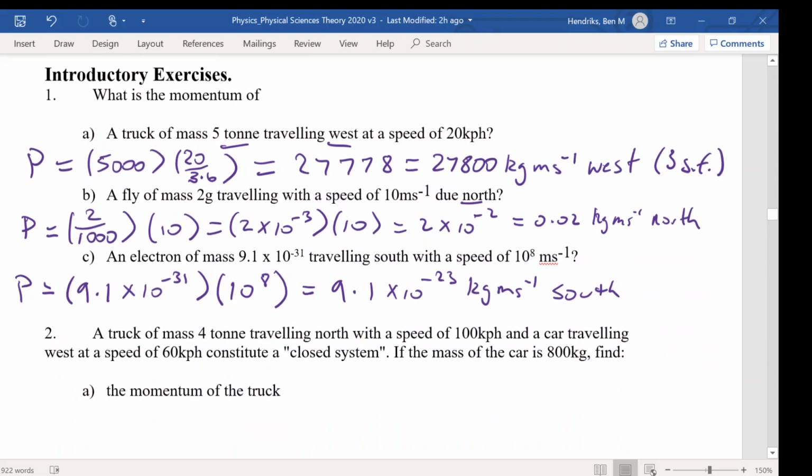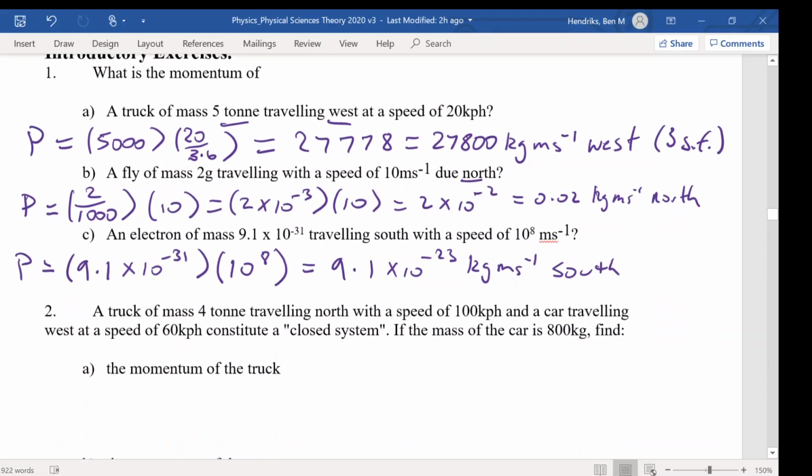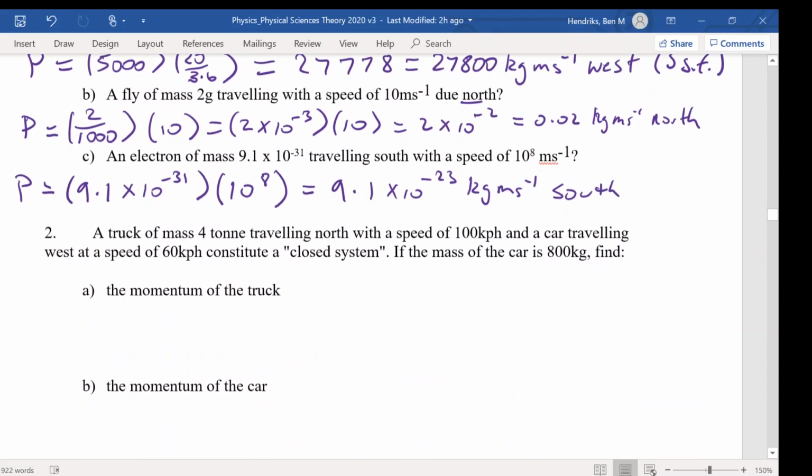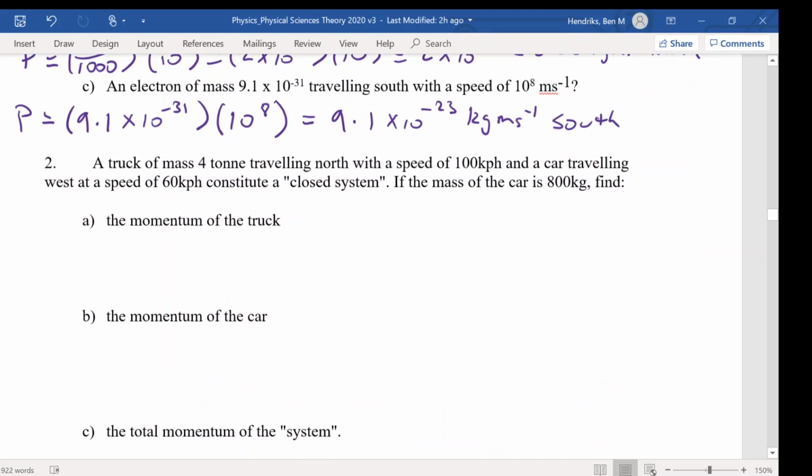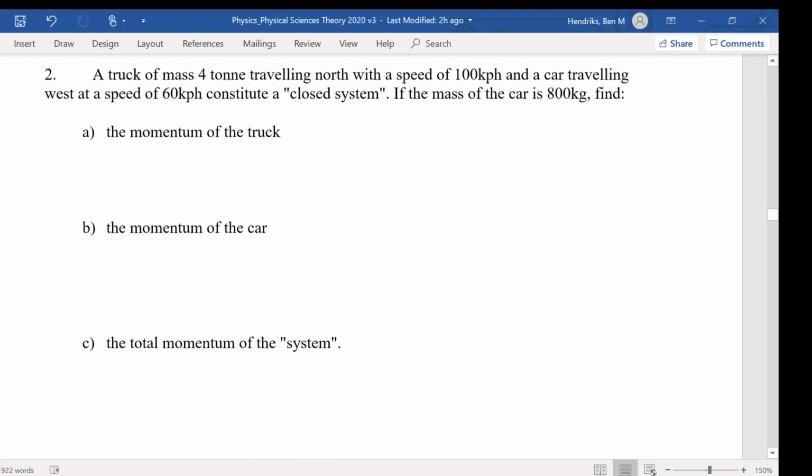Alrighty, so that's the first introductory exercises. We now have a look at a truck of mass 4 tons travelling north with a speed of 100 kilometers per hour and a car travelling west at a speed of 60 kilometers per hour, and they constitute a closed system. Okay, so I'll just quickly talk about a closed system.